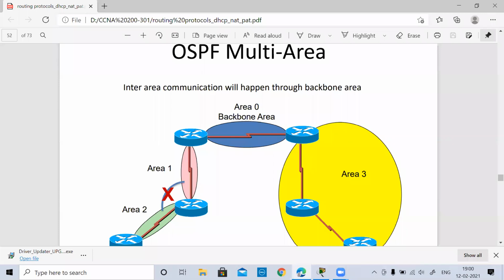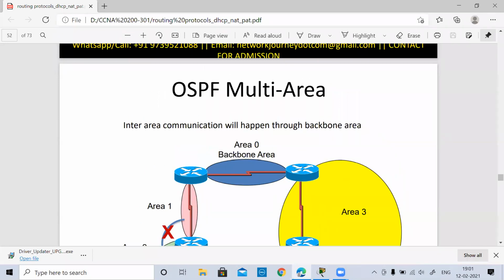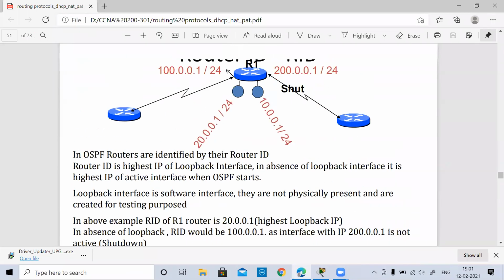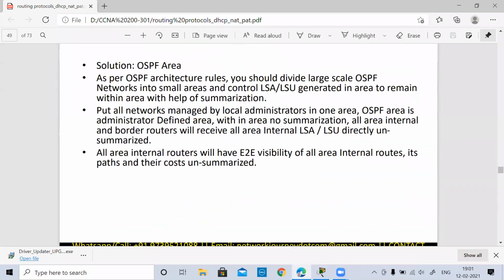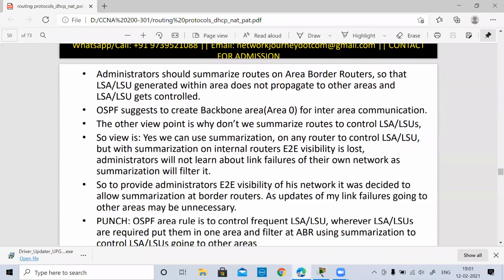So if any of the areas are not connected with the backbone area, inter-area communication will not happen. Just look at the diagram, the sign which says that they cannot communicate with each other. So in a multi-area communication, you need to have that backbone area where things happen.